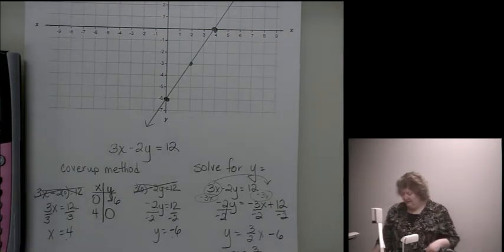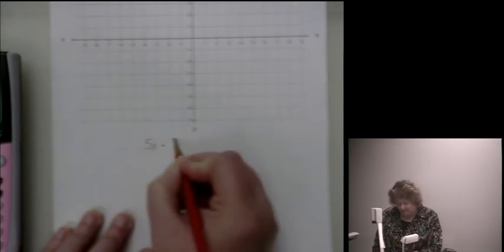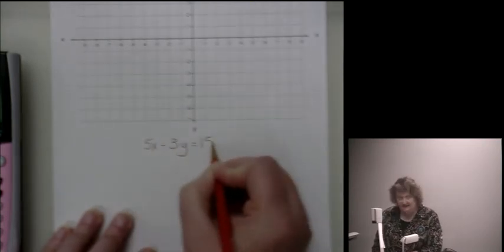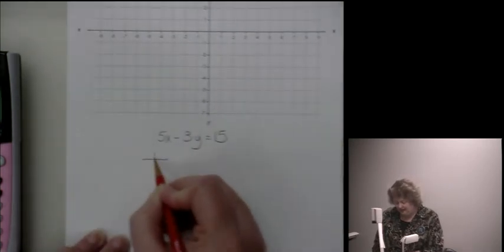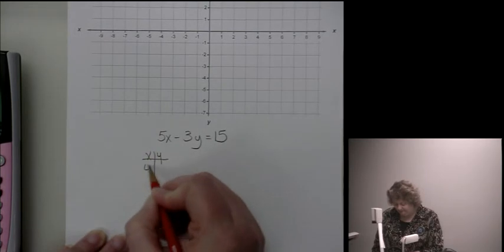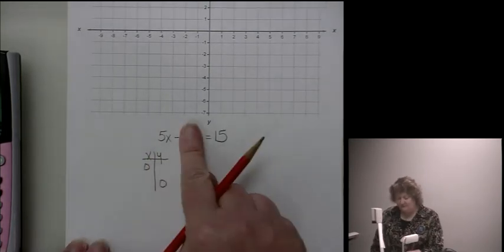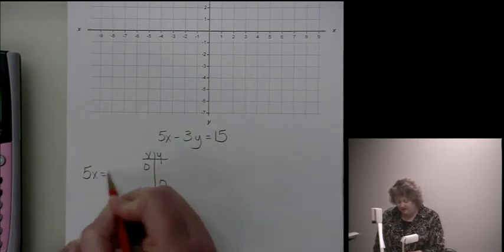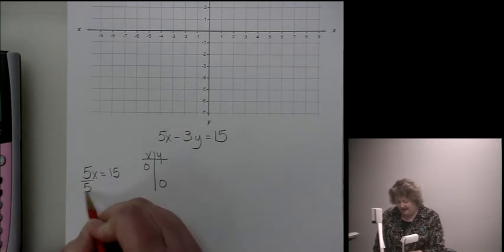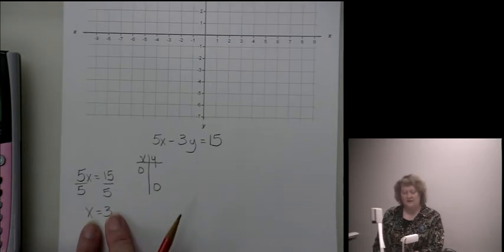Okay, now let's look at one last example, and we'll call graphing done. And we're going to look at 5x minus 3y equals 15, and we'll do it both ways as well. And we're going to do it quick and dirty. Remember the cover-up method. Cover up the y value. We're left with 5x equals 15. Divide by 5. X equals 3. Uh-oh, I did this one in the wrong order.